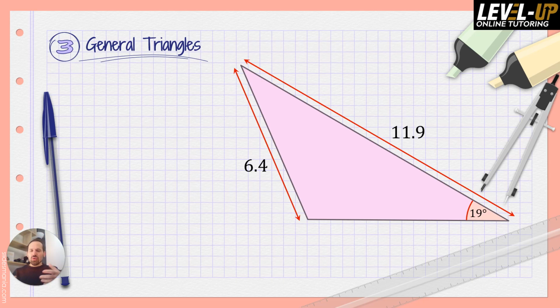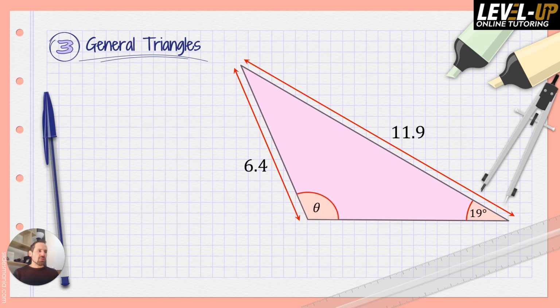So you can always just try. If you try the sine rule and it doesn't work, then try the cosine rule. Or if the cosine rule doesn't work, maybe try the sine rule, vice versa. But if you're aware of these dependencies, you can pick the correct one to use straight away. So in this case, we've got two sides and an angle.